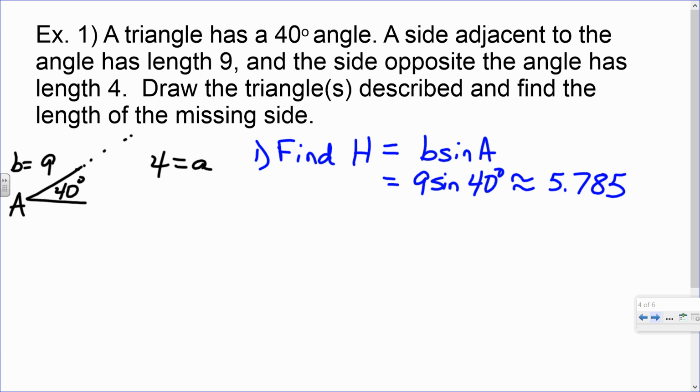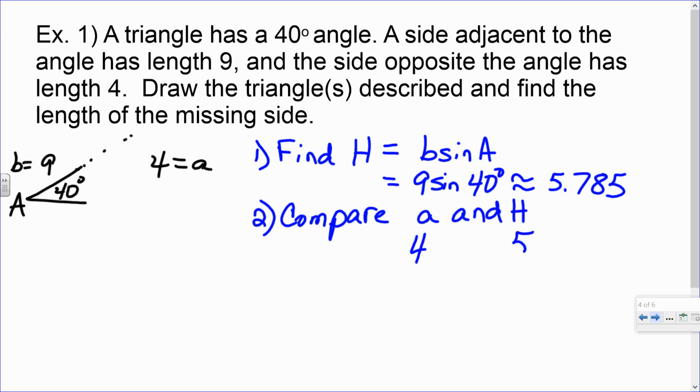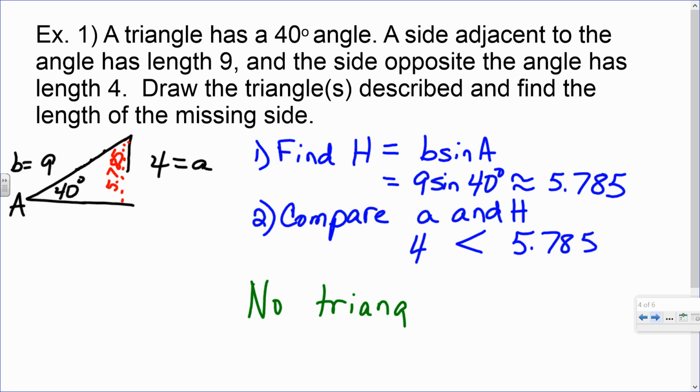5.785. Step 2 is to compare that opposite side A and H, and maybe B, depending on where we end up for this. A is 4, H is 5.785. 4 is shorter than the height. That means it is not long enough to come down and make a triangle. So we would need it to be at least 5.785 to go down and make a triangle. 4 is not long enough to do that. So the final answer for this one is no triangle exists.